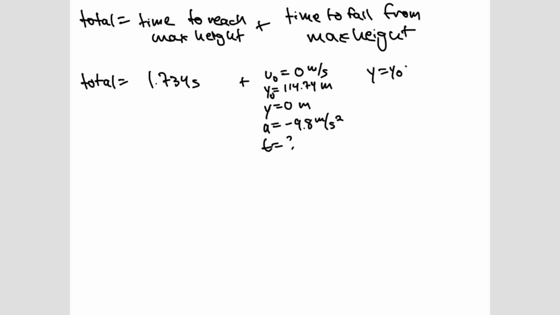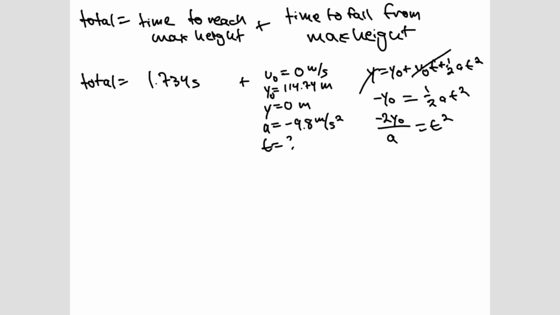y is equal to y naught plus v naught t plus 1/2 a t squared. That cancels out because our velocity is 0. That cancels out too. So negative y naught is equal to 1/2 a t squared. So then negative 2 times the initial height divided by the acceleration is equal to t squared. This gives t is equal to the square root of all of this. So 2 times 114.74 meters divided by negative 9.8 meters per second squared. Oh, calculator.